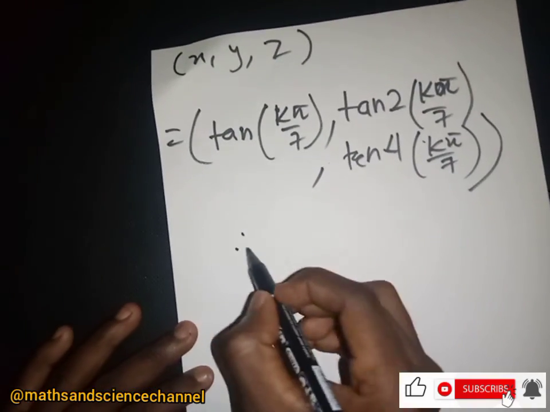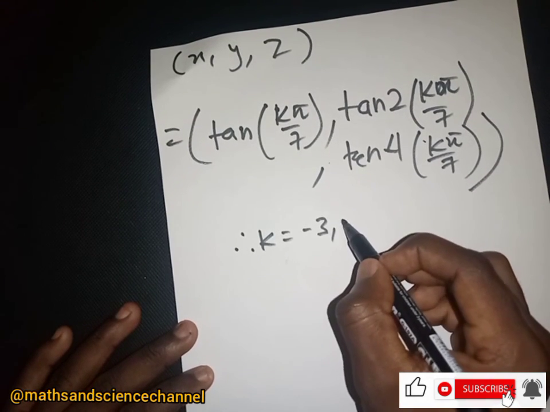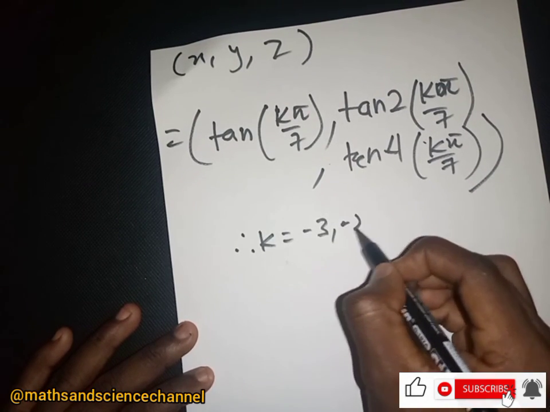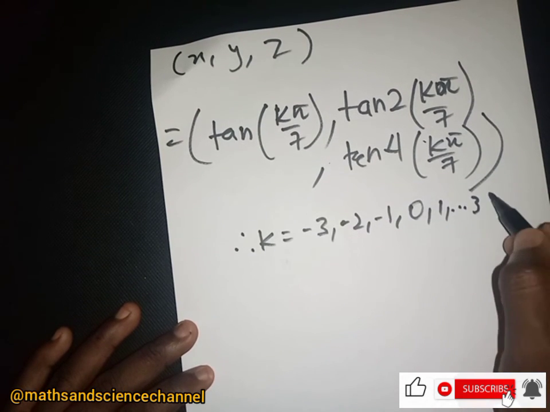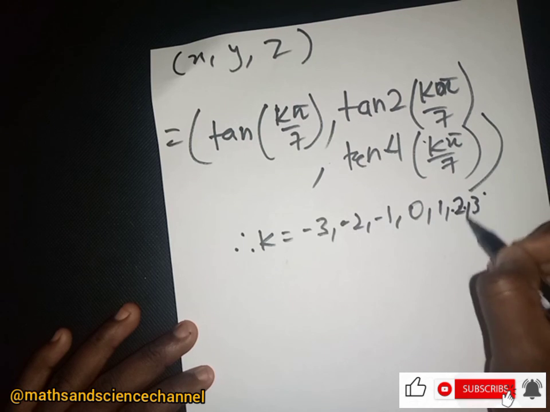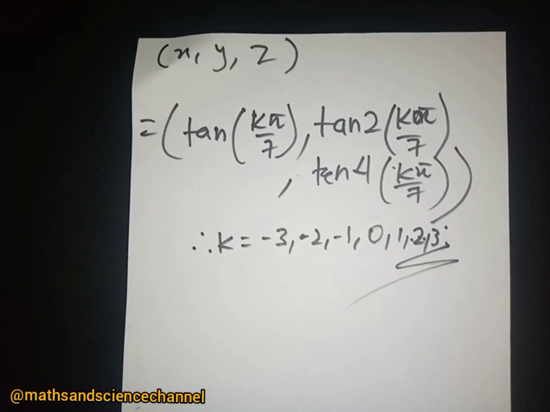So in this case we are saying that k should be values within negative 3, negative 2, negative 1, 0, 1, 2, all the way to 3. So these are the possible values for k.